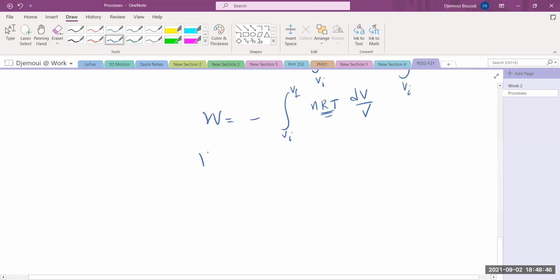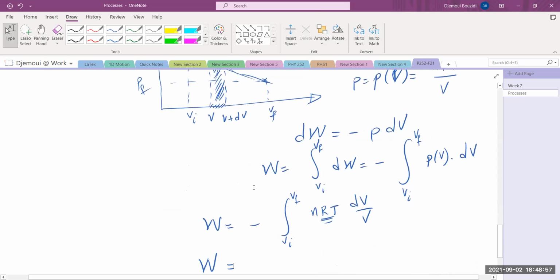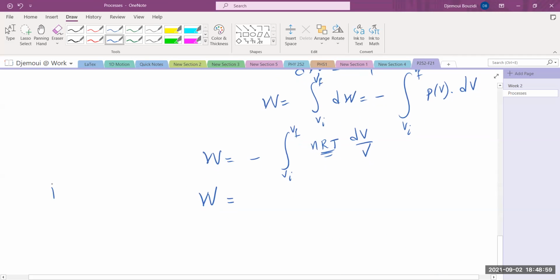So the work in this case, for this process, and this process only, not always, for this process. So the work depends on the process. For the isothermal process, because work is not a state variable, this does not work all the time. Minus nRT, which is constant, the integral from the initial value to the final value of dV over V.